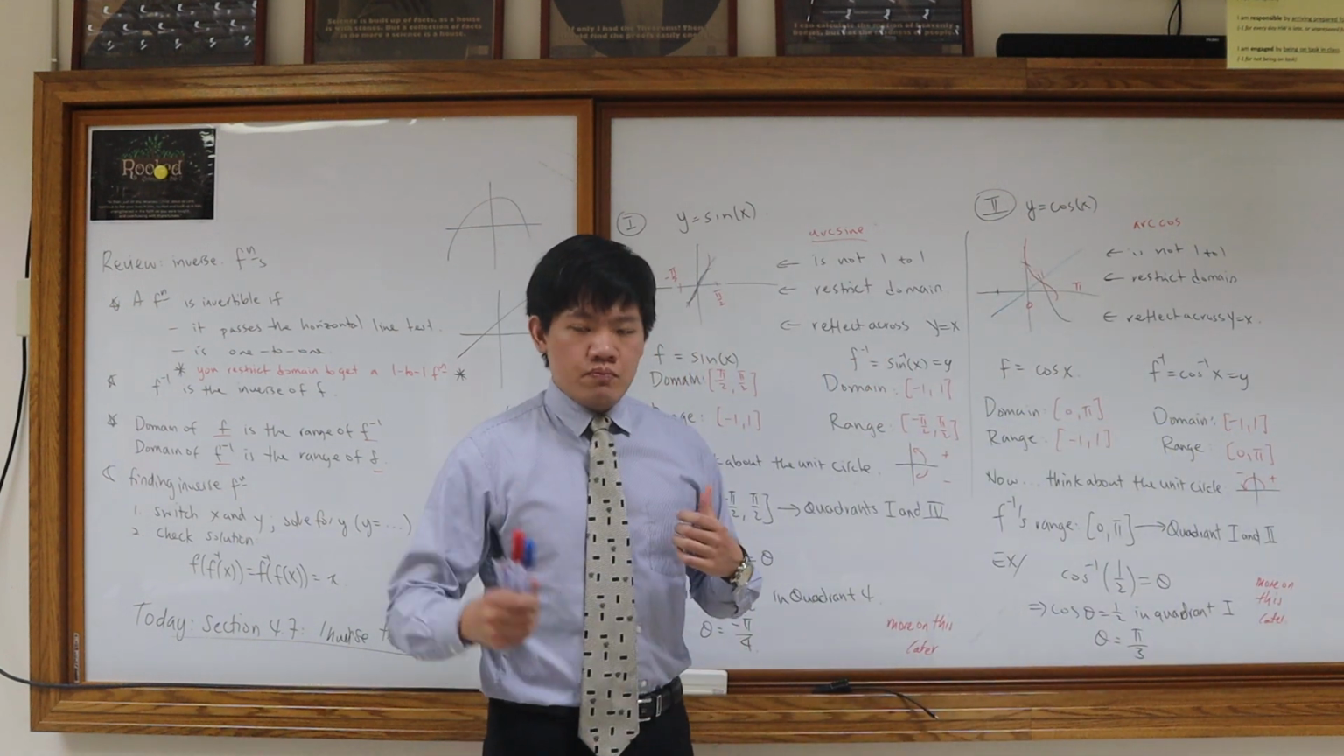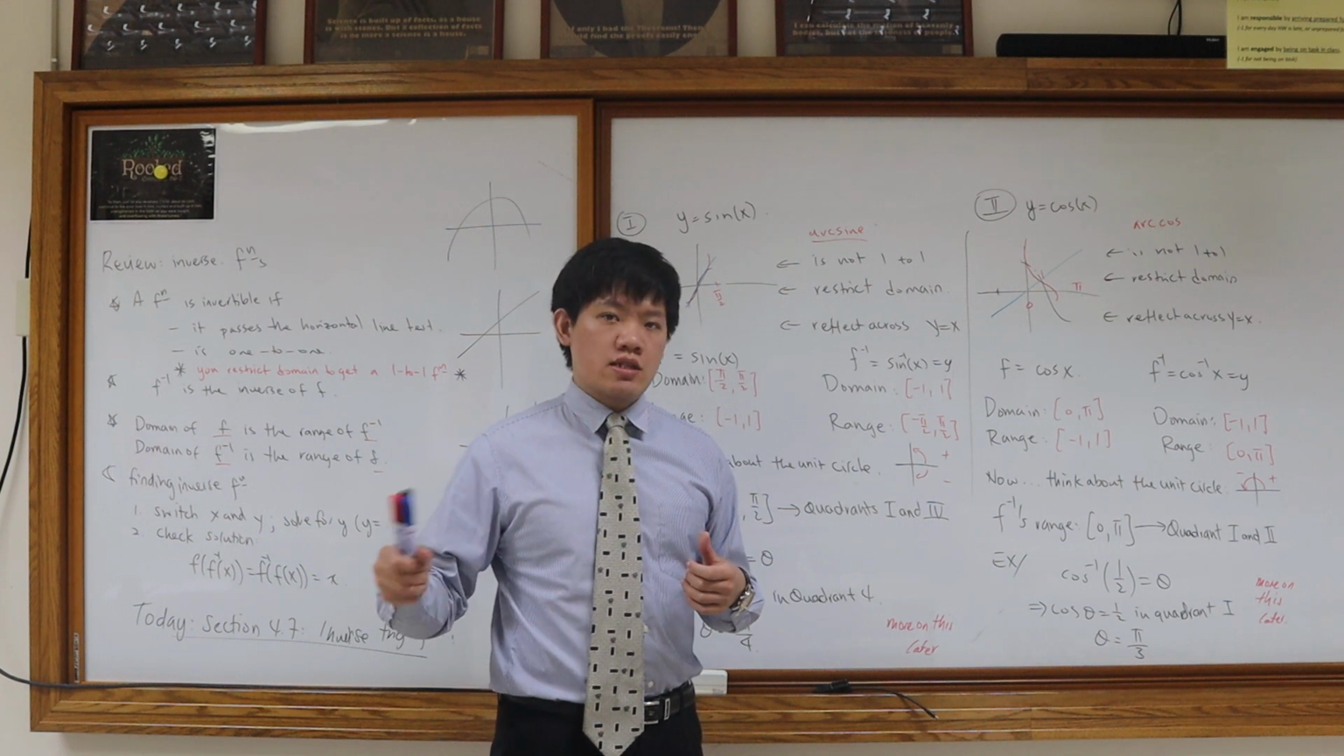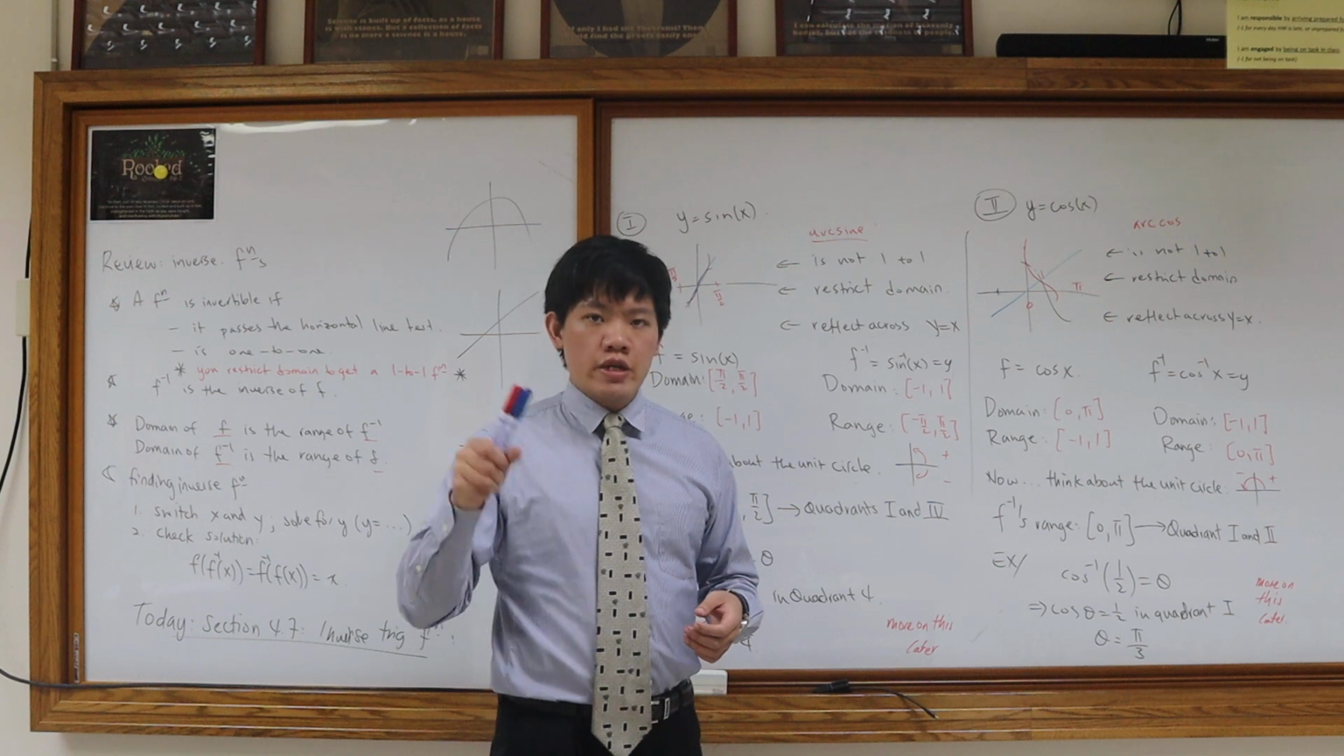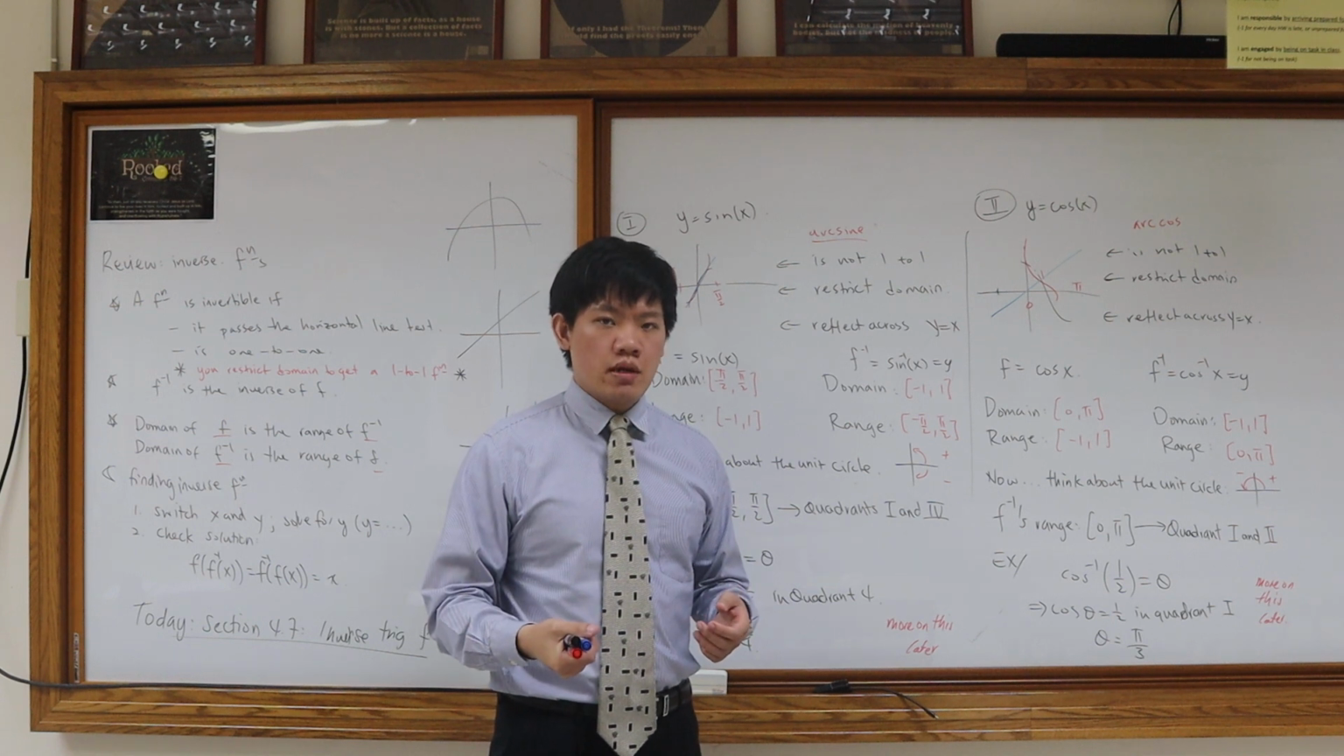So remember, x, what you put in for arc cosine, arc sine, for any of the inverse trig functions, is going to be a ratio. And what you get out of it is going to be an angle.